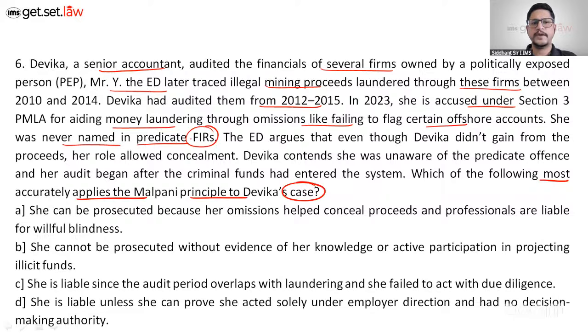Since there were no predicate FIRs, even though those things happened between 2010 to 2014, and she was there from 2012 to 2015, she has not been named. And even if the allegations were there, she was never named in the predicate FIRs. Okay. So definitely it could be that she cannot be prosecuted without evidence of her knowledge or active participation in projecting illicit funds. That could be the one. She can be prosecuted is wrong. She's liable. All other options are wrong. We'll go only with option B for question 6.